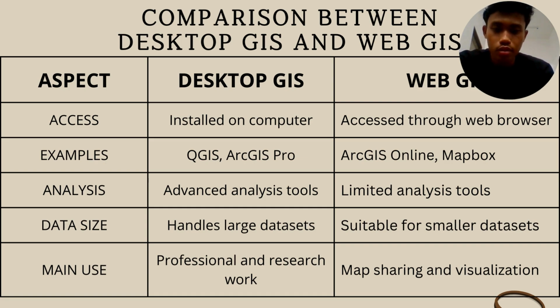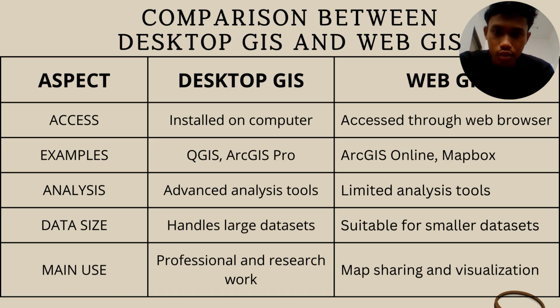So today I will present a comparison between desktop GIS and web GIS. For the first aspect, desktop GIS is installed on a computer and web GIS is accessed through a web browser. For example, desktop GIS is QGIS and ArcGIS Pro, and web GIS is ArcGIS Online and Mapbox.